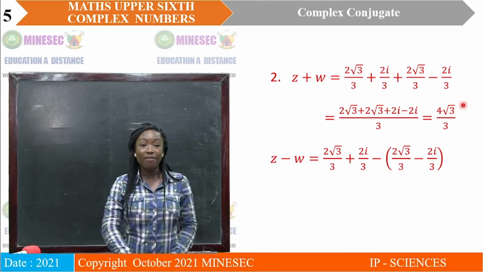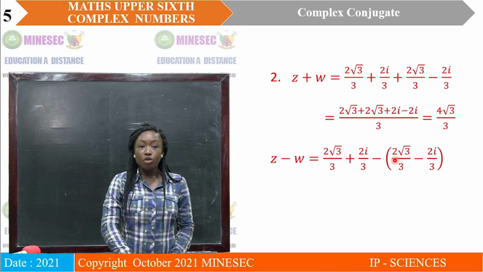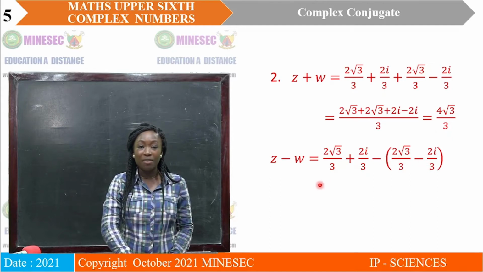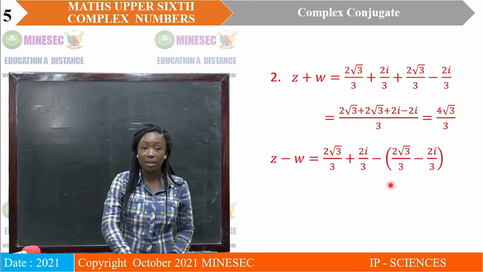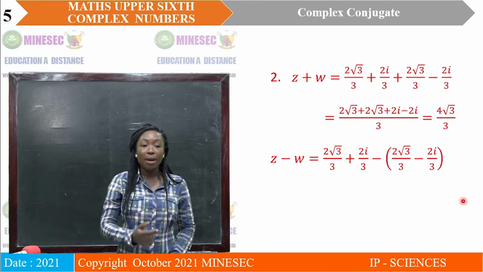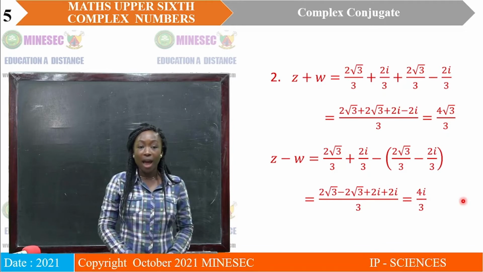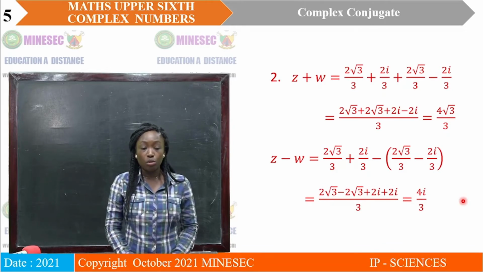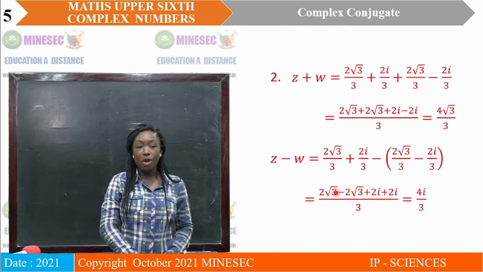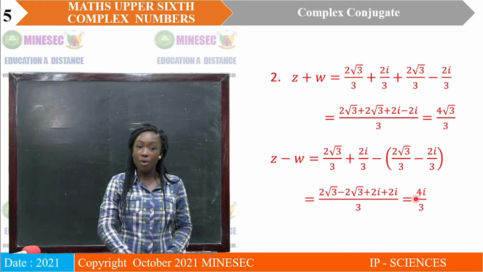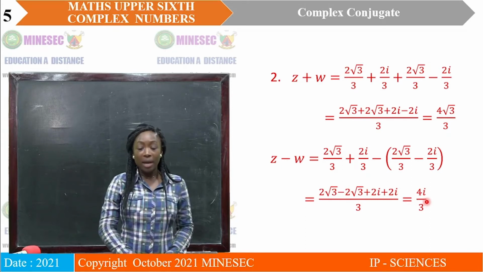You can see here I have introduced the brackets to show that what we have inside the bracket represents the complex number w. Without this bracket, you may miss it out, except that you're smart enough that, without putting the bracket, you will know that this sign in here has to change because of the sign outside the bracket. And so, carrying out the same simplification, we are going to have 2 root 3 minus 2 root 3 plus 2i plus 2i. And you discover that the real part will disappear and we're going to be left with an imaginary part.